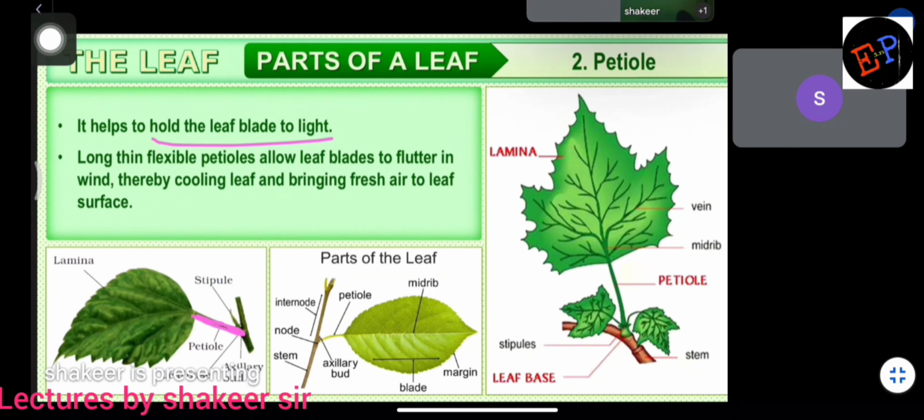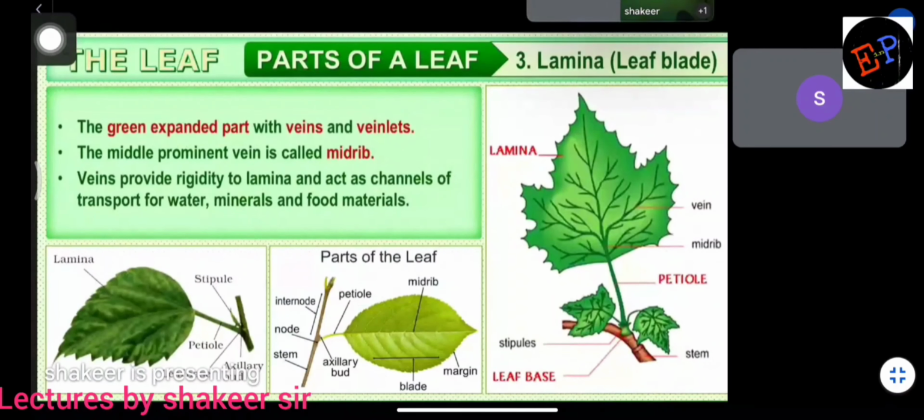Third advantage is, with the help of petioles, the leaves will be moving down. So this cools down the surface area of the leaf. So these are some of the advantages of petioles. Okay. Next, lamina. The total surface area of the leaf is called lamina, or you can call it leaf blade also. So the green extended part with veins and veinlets. The middle prominent vein is called mid-rib. Veins provide rigidity to lamina and act as channels of transport of water, minerals and food materials.